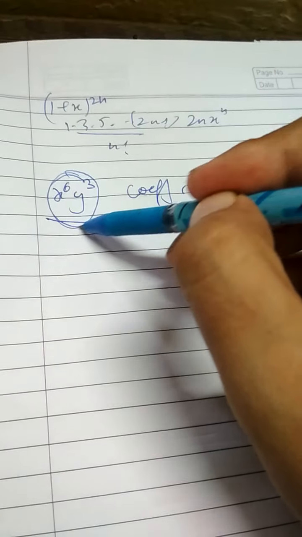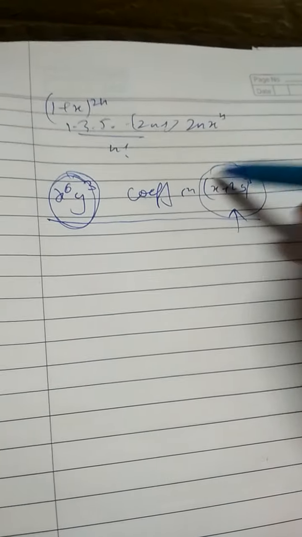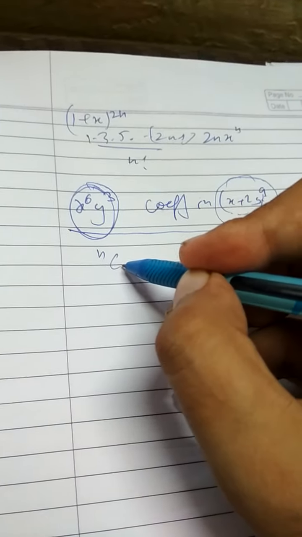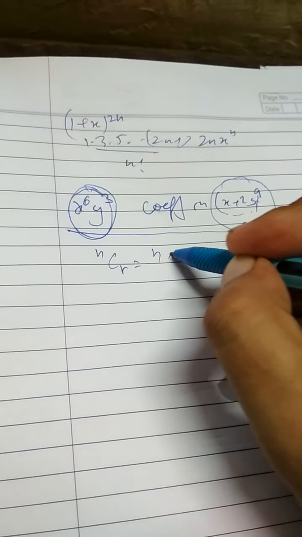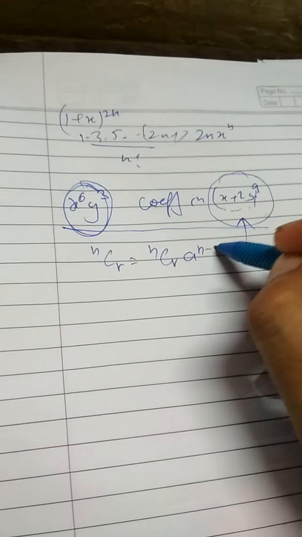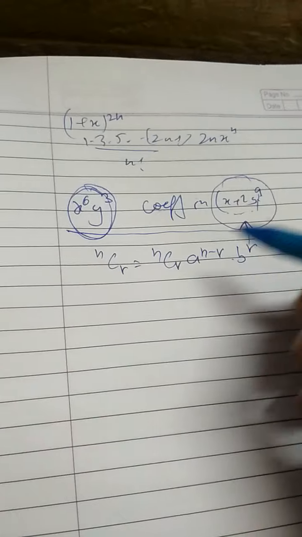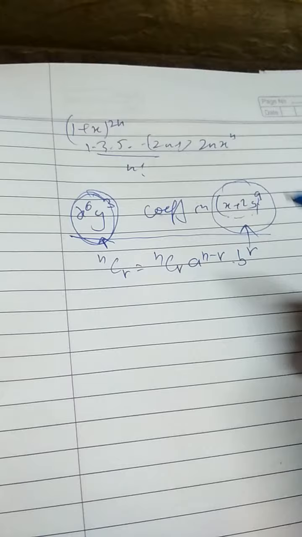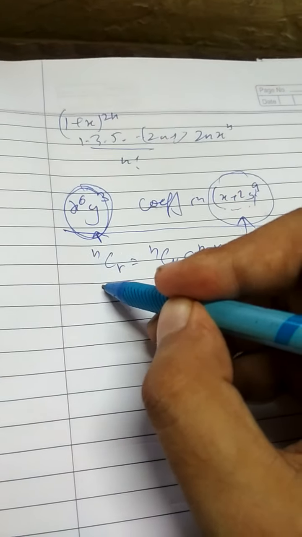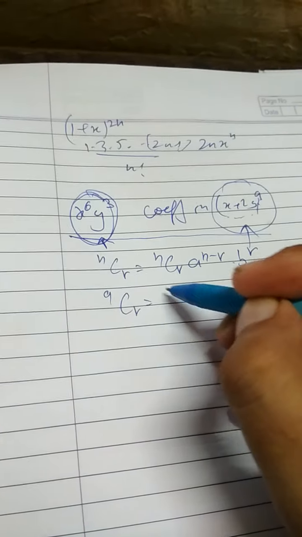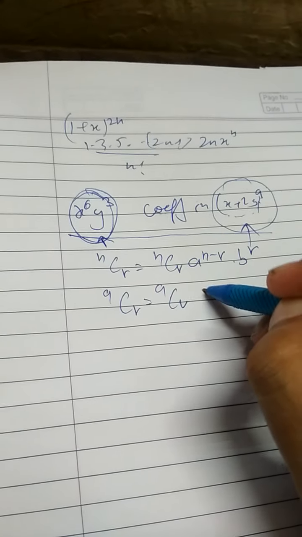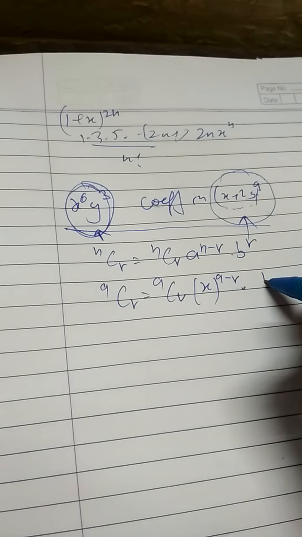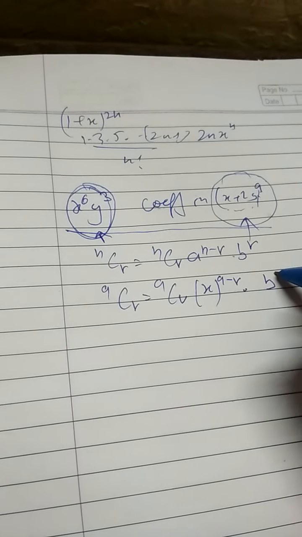Now we need to find the coefficient of this in the expression (x + 2y) to the power 9. We know the rth term is given by nCr a to the power n minus r, b to the power r. So let this be the coefficient of the rth term. So it will be 9Cr x to the power 9 minus r, b to the power of r.